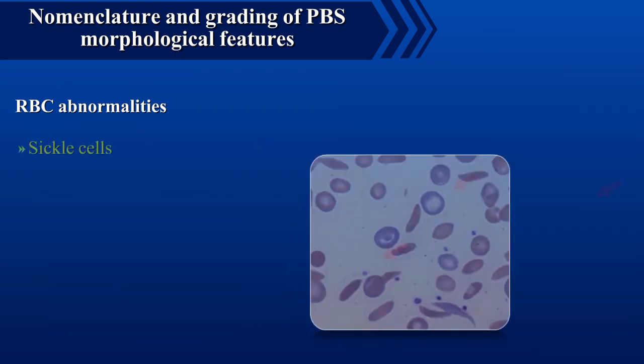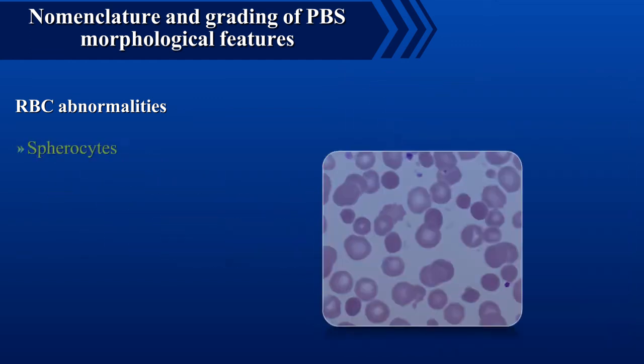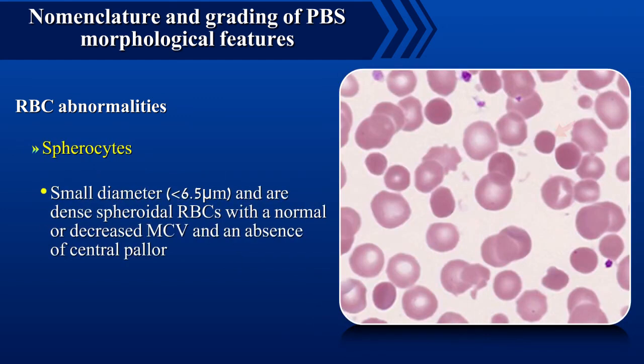hemolytic anemia. Sickle cells are red blood cells that become crescent or sickle shaped with pointed ends as a result of polymerization of hemoglobin S. Spherocytes are of smaller diameter, that is less than 6.5 microns, and are dense spheroidal red blood cells with a normal or decreased MCV and an absence of central pallor.